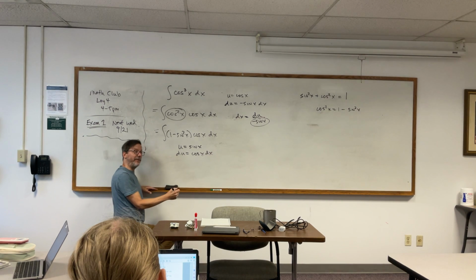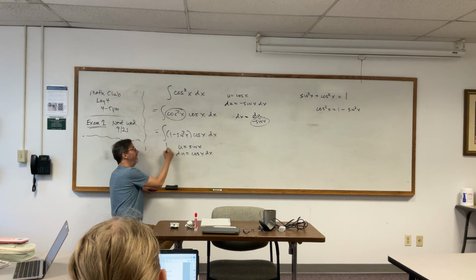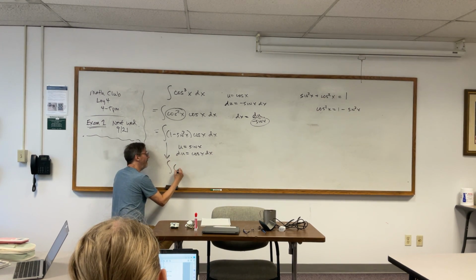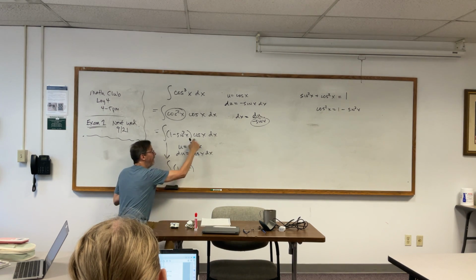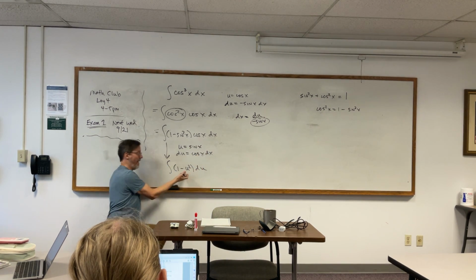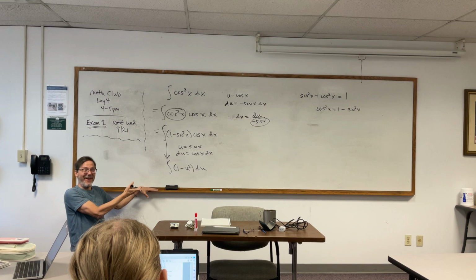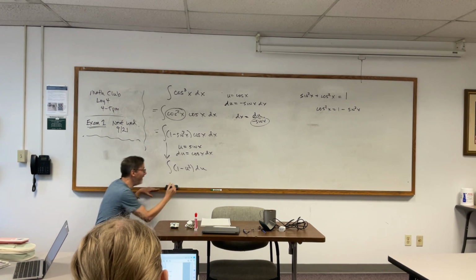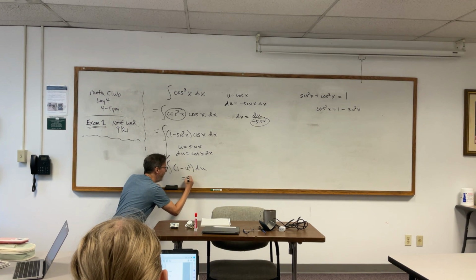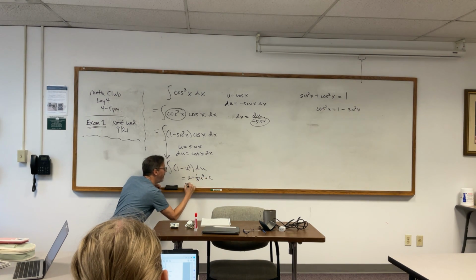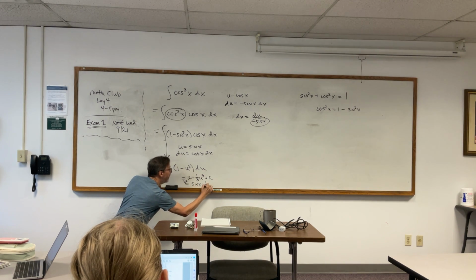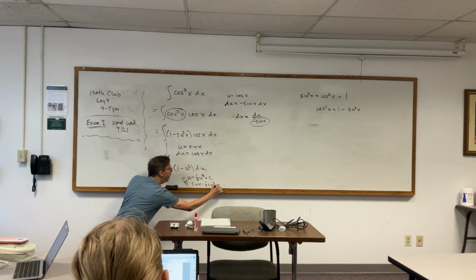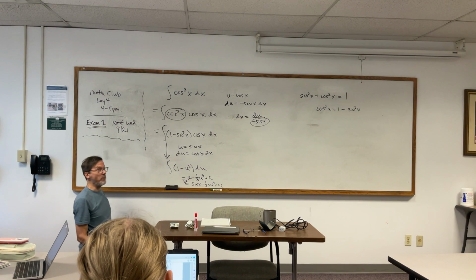Oh my goodness. And this is just du, and it's just the power rule. Check that, that is quite beautiful, right? So this is going to be u minus 1/3 u cubed plus c, and then I back substitute, and I've got sine of x minus 1/3 sine cubed of x plus c, and that's cool.